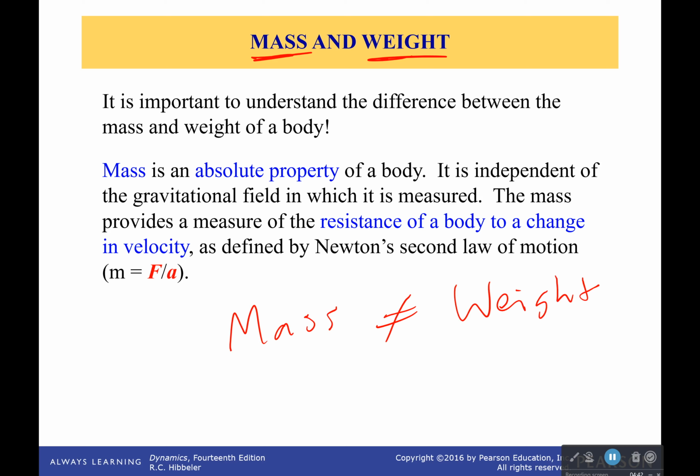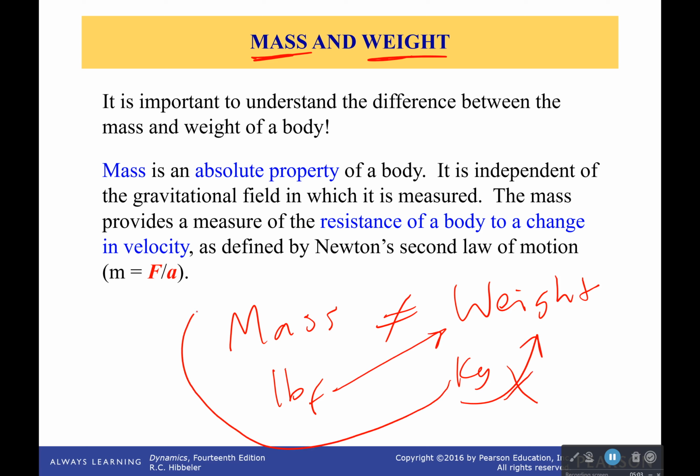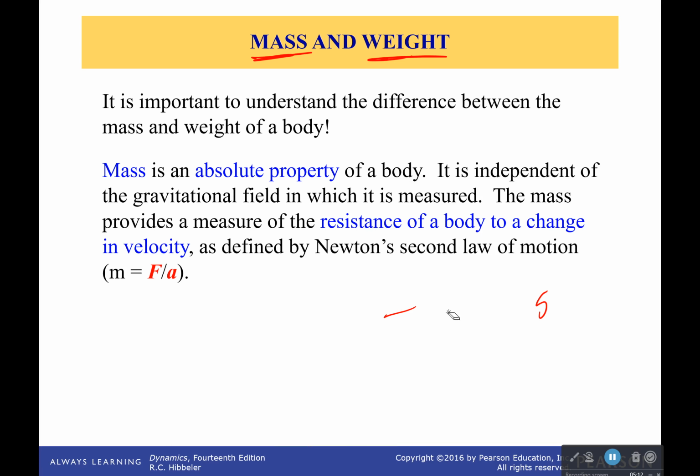Somebody in this class is going to see pounds and say, okay, that works. And then they're going to see kilograms and say, well, that's a weight too. It's not. In the United States, we typically measure everything in pounds, which is weight. In the EU and all other countries, they measure things in kilograms, which is mass. Okay? So do not make the mistake. Kilograms, mass. Pound force is weight. Okay, pound force is weight.